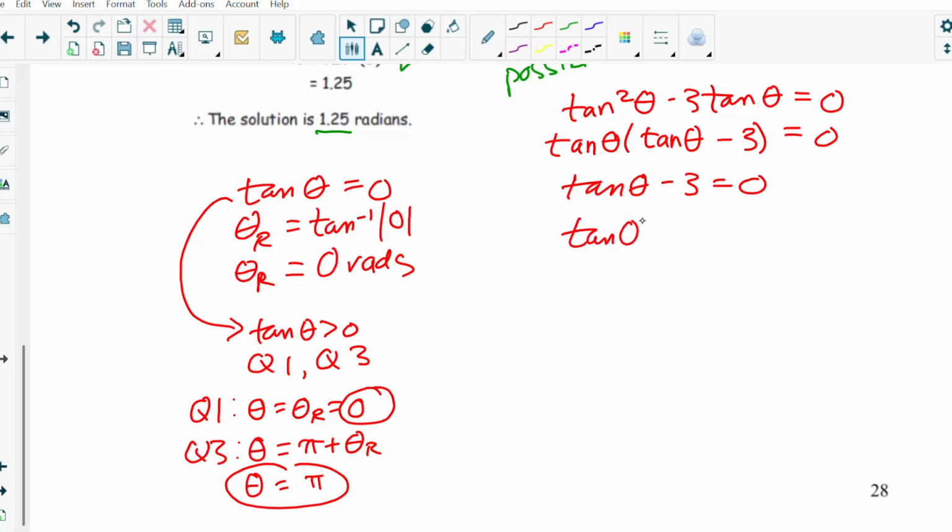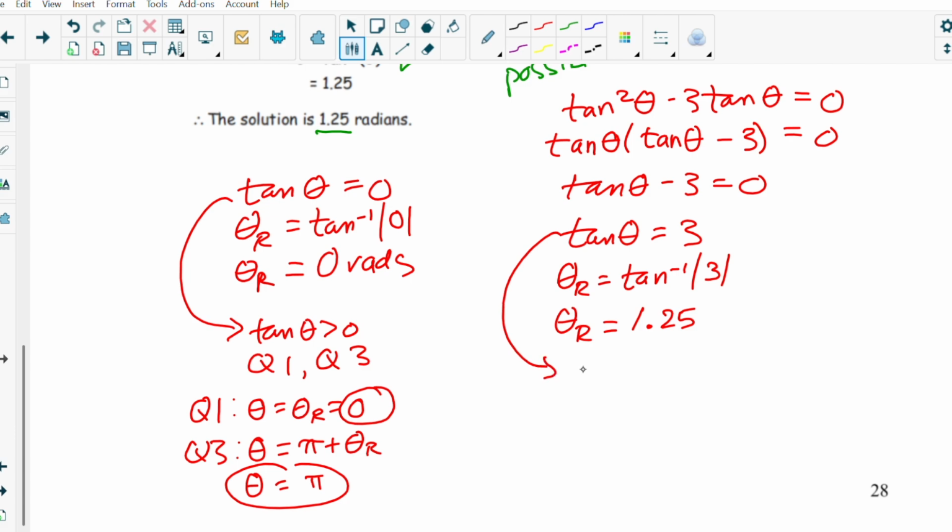This one, let's solve for tangent of theta. So tangent of theta equals 3. I have the reference angle equals the inverse tangent of the absolute value of 3. My reference angle, so I'm going to have to make a decimal here. 1.25 radians is my reference angle. Same as over here.